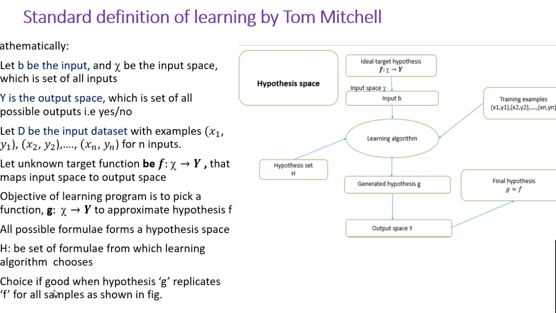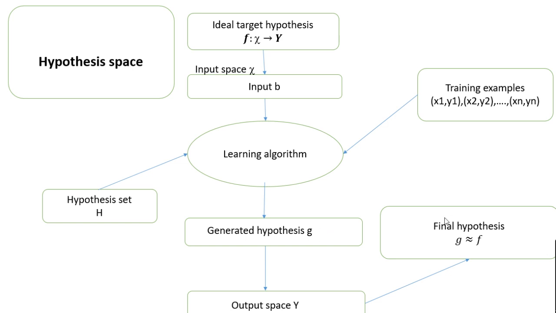The goal of G is that it should be almost the same as f, which is the ideal target hypothesis. So the choice is good, which means your algorithm is good if the hypothesis G replicates f for all the samples which you have in your data set. If G replicates f, that means your algorithm is good. This is the mathematical definition of learning by Tom Mitchell. This diagram represents the mathematical definition of learning.